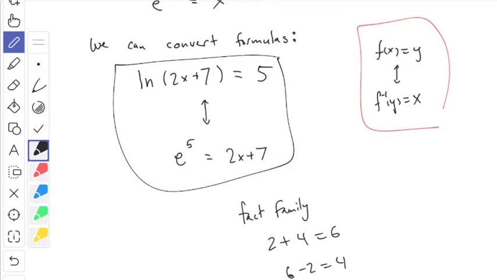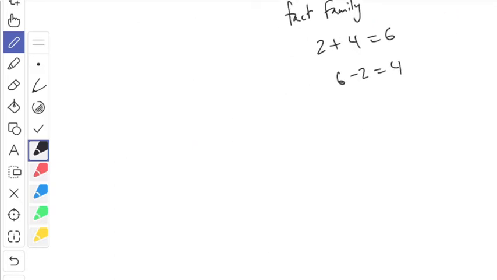Well, we can convert the other way around also. How about if I start with the exponential function like this, e to the 3x squared equals 10? Can anyone tell me what is the logarithm version of that formula? Yeah.